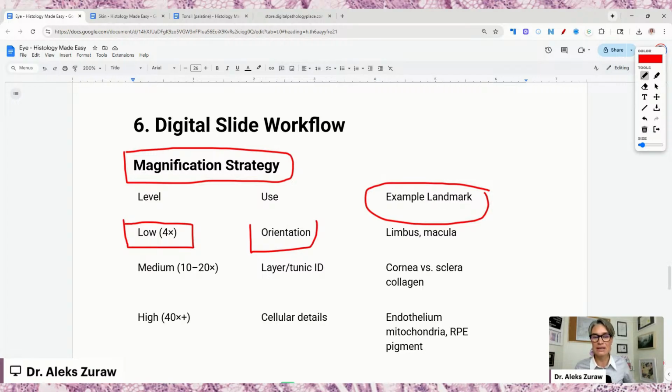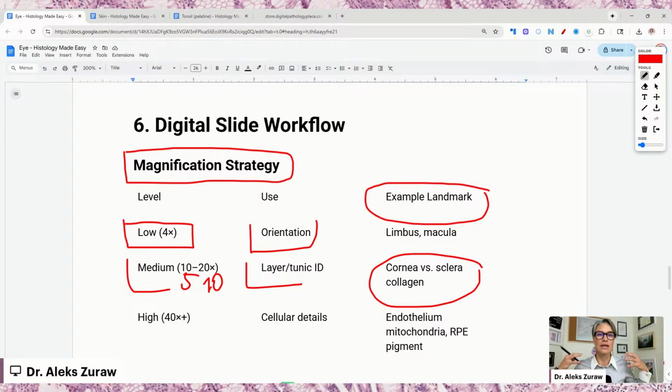Then you go to medium magnification, which I would say is rather like 5 to 10. And then you're going to be seeing the different layers. We're going to be discussing cornea versus sclera collagen. You're going to be able to see probably already the cellular level, but not yet cellular details. And then high magnification, 40x plus, depending on what your objective is, or what your digital zoom is, you can see the cellular details. And this is where we're going to be looking at all the different structures.